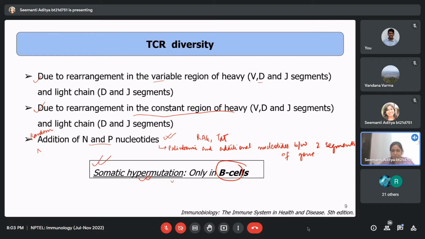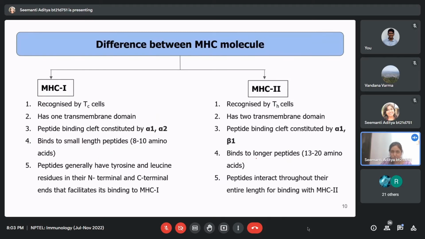So somatic hypermutation happens only in B cells because antibodies need to interact with your antigen in a stronger way. And this is the concept that is used in booster doses: if you are injecting the same antigen again and again, your body will produce B cells of better quality that can interact with your antigen more strongly.